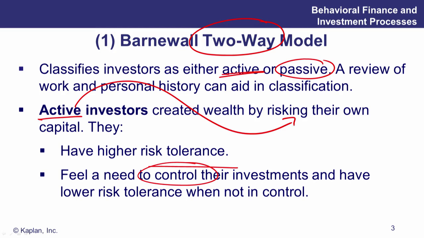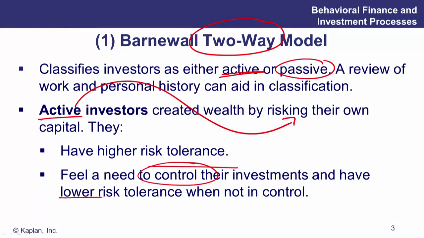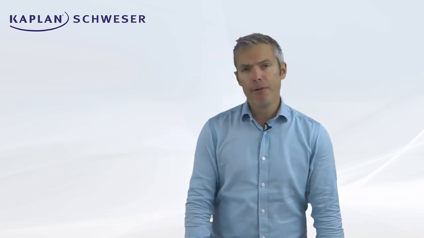You might find that entrepreneurs that are active investors like to be in control of the decisions that they make. They like to feel like they're making decisions. If they feel like you're taking that control away from them, it might very well take away this high level of risk tolerance that they have. They might become more passive if they feel like you're taking control away from them and making decisions for them as an advisor. So just bear that in mind. So an active investor, if you're looking at somebody that's generated their own wealth, you'd classify them as an active investor under this model. So what's the other end of the spectrum?